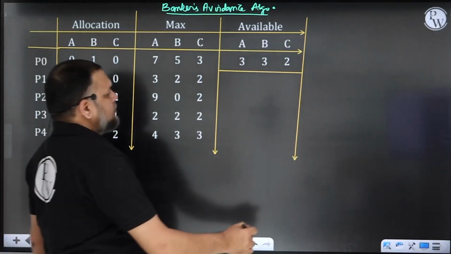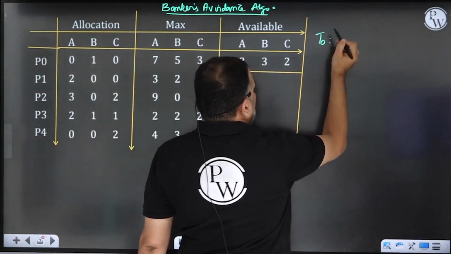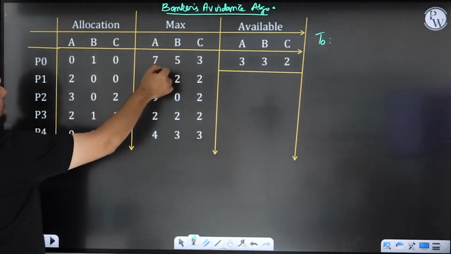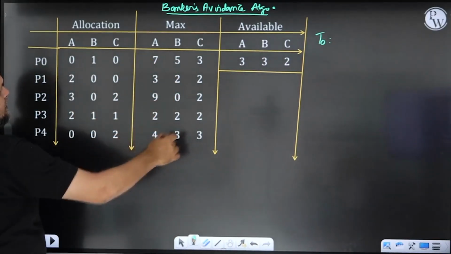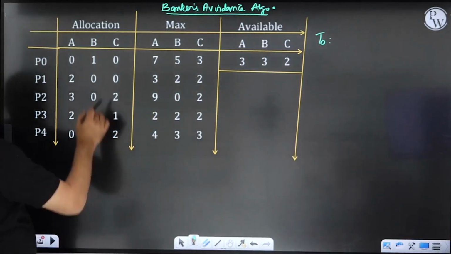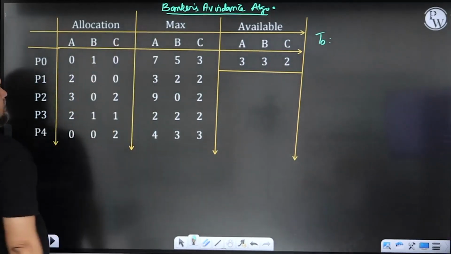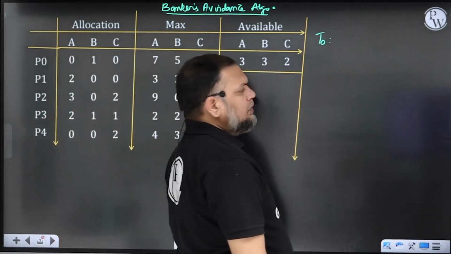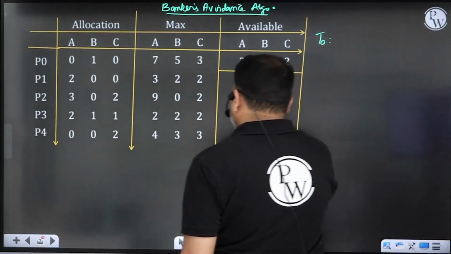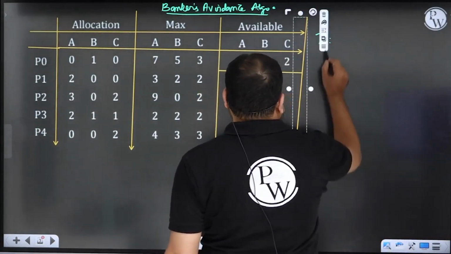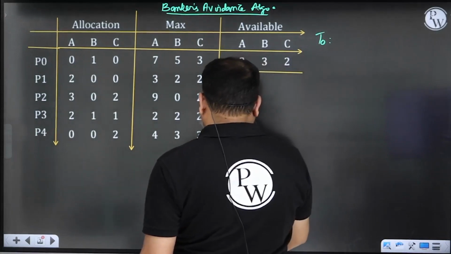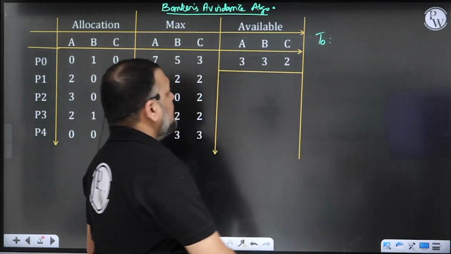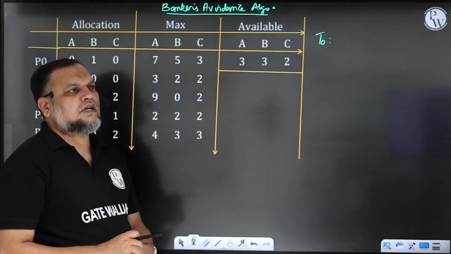At time t0, this is the situation. The 5 processes' maximum demand is as follows: 753, 322, 902, 222, 433, and their allocation is as given, max and allocation. These are the available values of ABC right now. Here we would like to find out, is the current state at time t0 safe or unsafe? Is the current state at time t0 safe or unsafe?